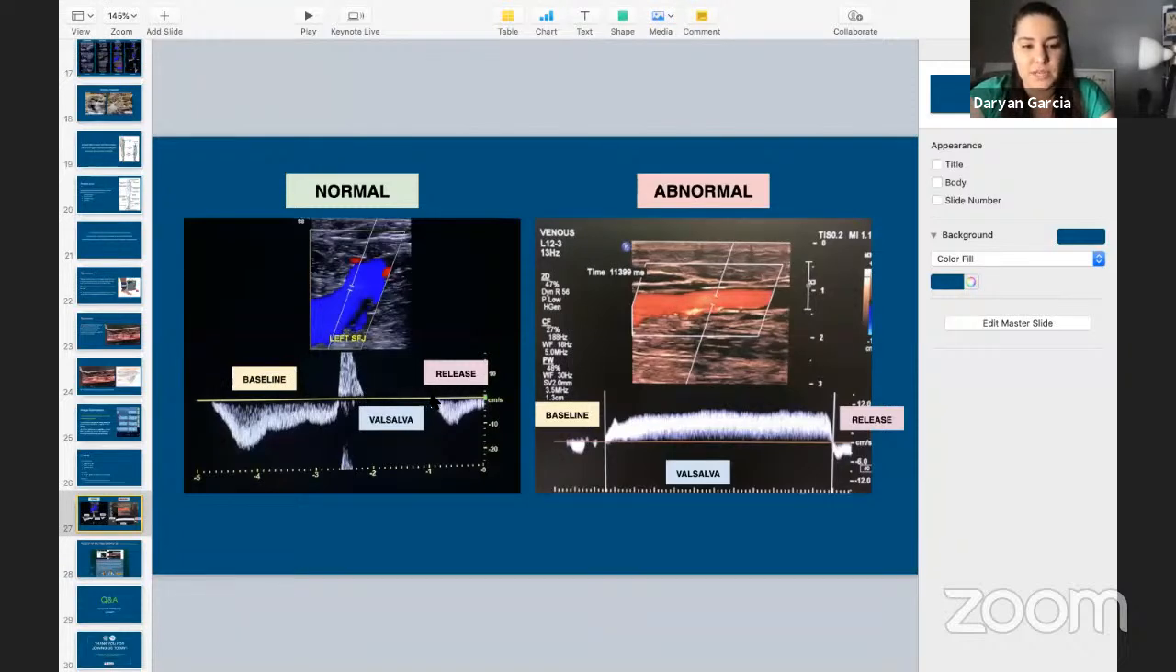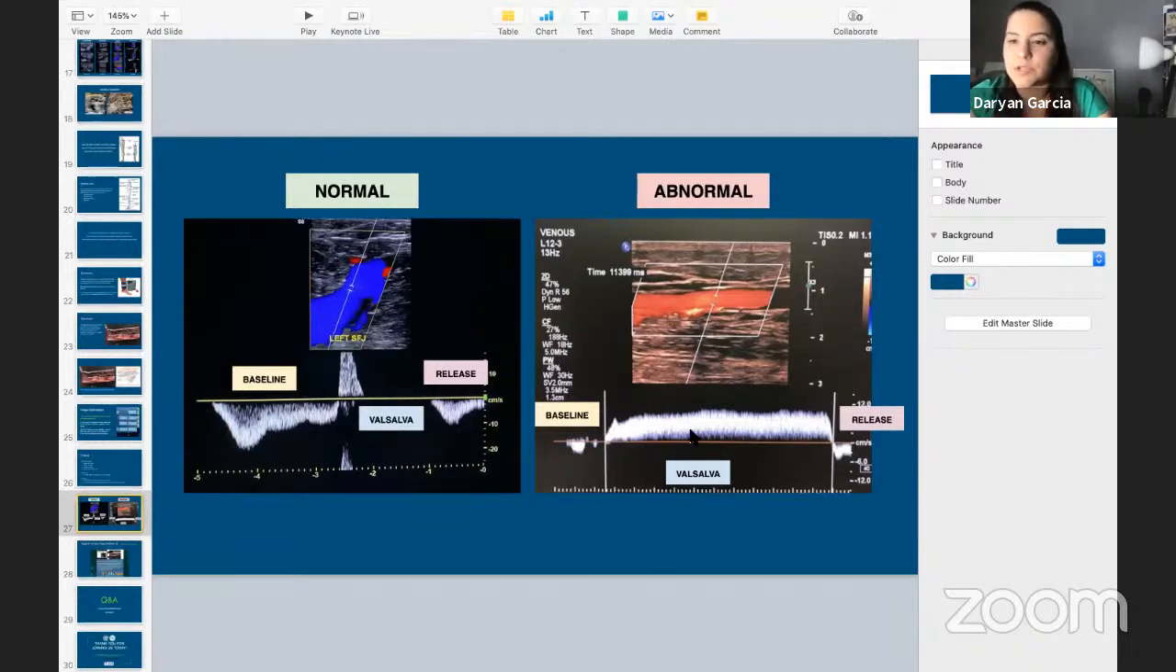And then from here to here, nothing was created. So then this is when the person released or relaxed. Then here, this is the abnormal, your baseline. You see this waveform here. They did their Valsalva maneuver, and then all of this came back. And it was almost 12 seconds here.